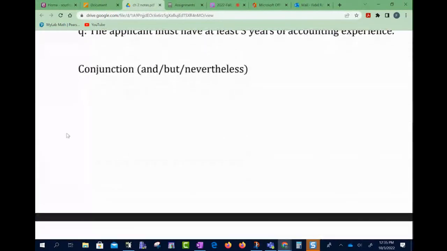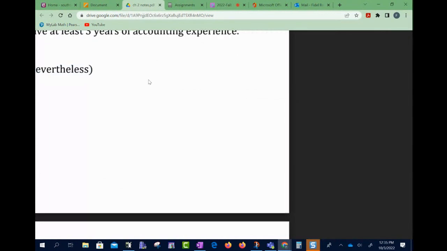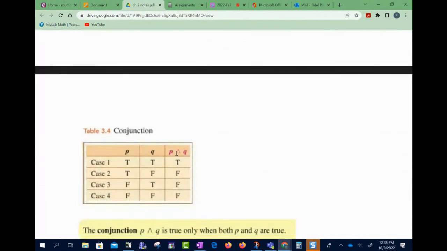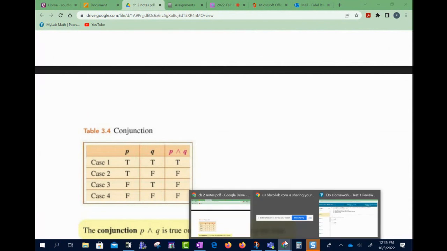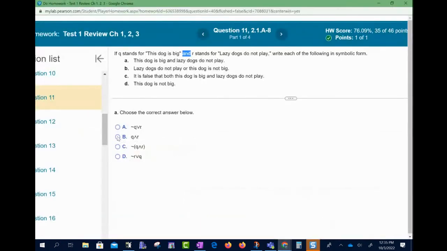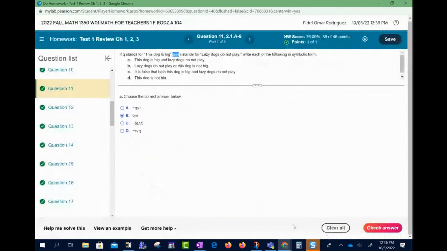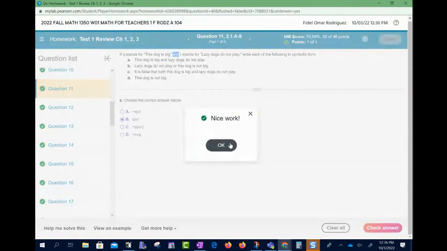Conjunction, here we go. If you look right here, guys, in the notes, it says conjunctions. Conjunctions means the word and, right? And what's the symbol for and? The little arrow pointing up, right? So I'm going to come back over here and say, look, this is the one that has the arrow pointing up. My answer is going to be B because it is the dog is big, which is Q, and lazy dogs do not play. Let me zoom out here. I'm going to go check my answer.